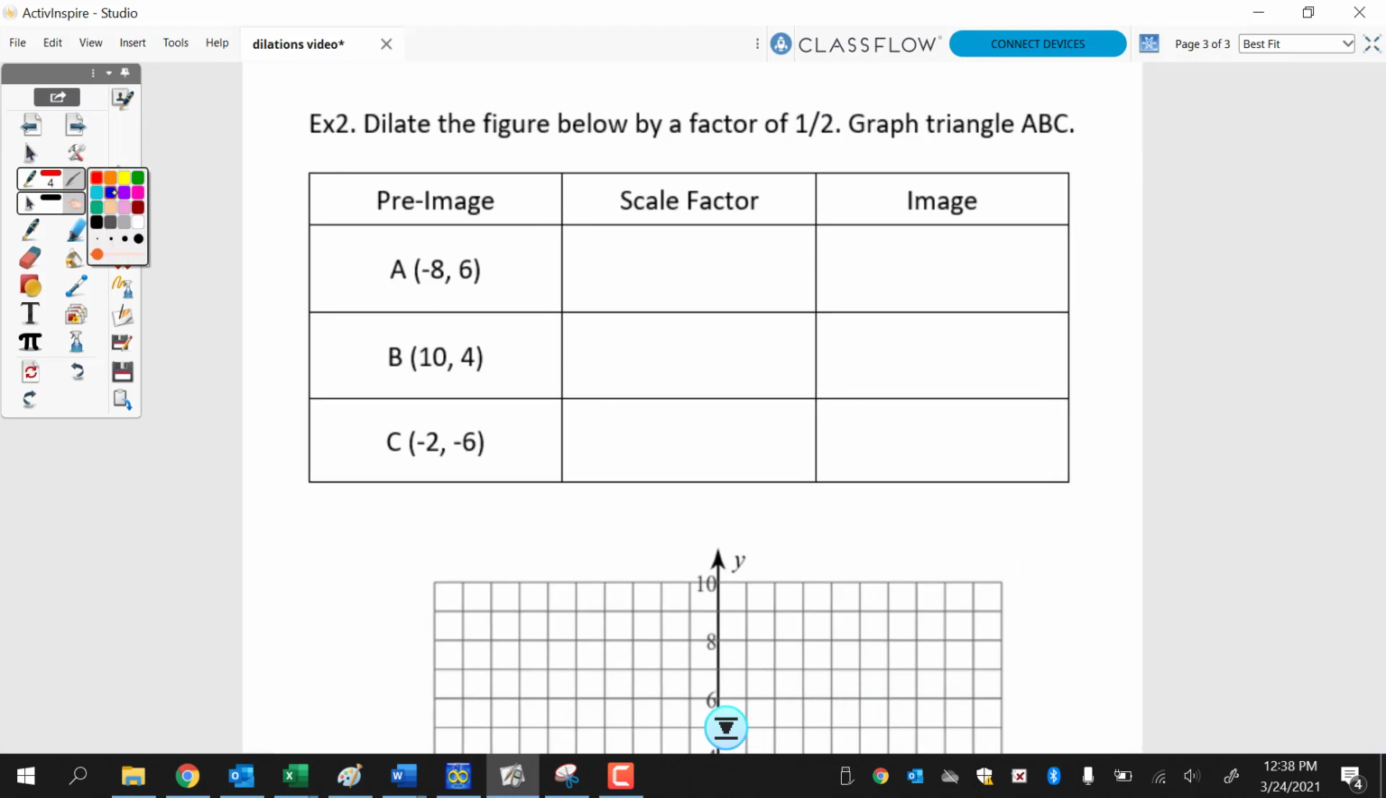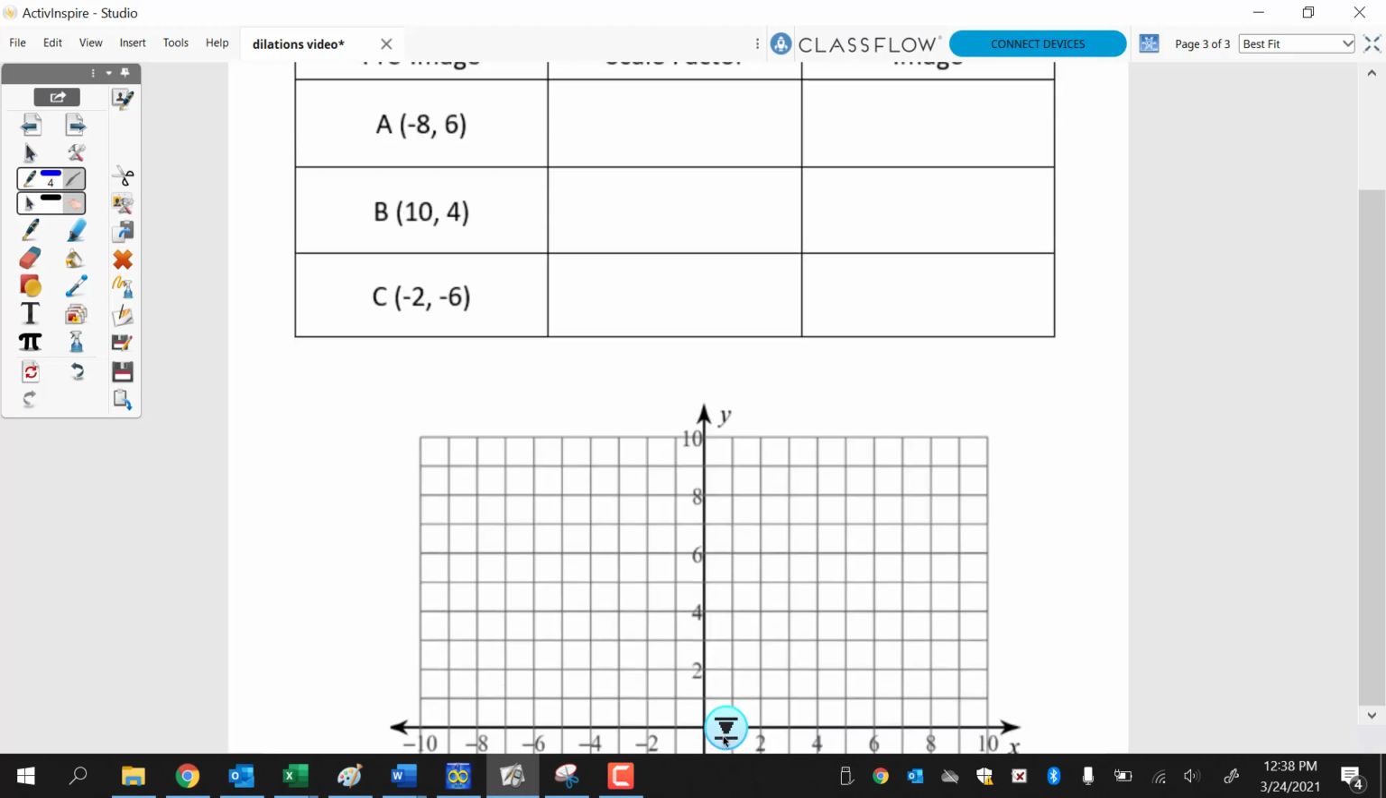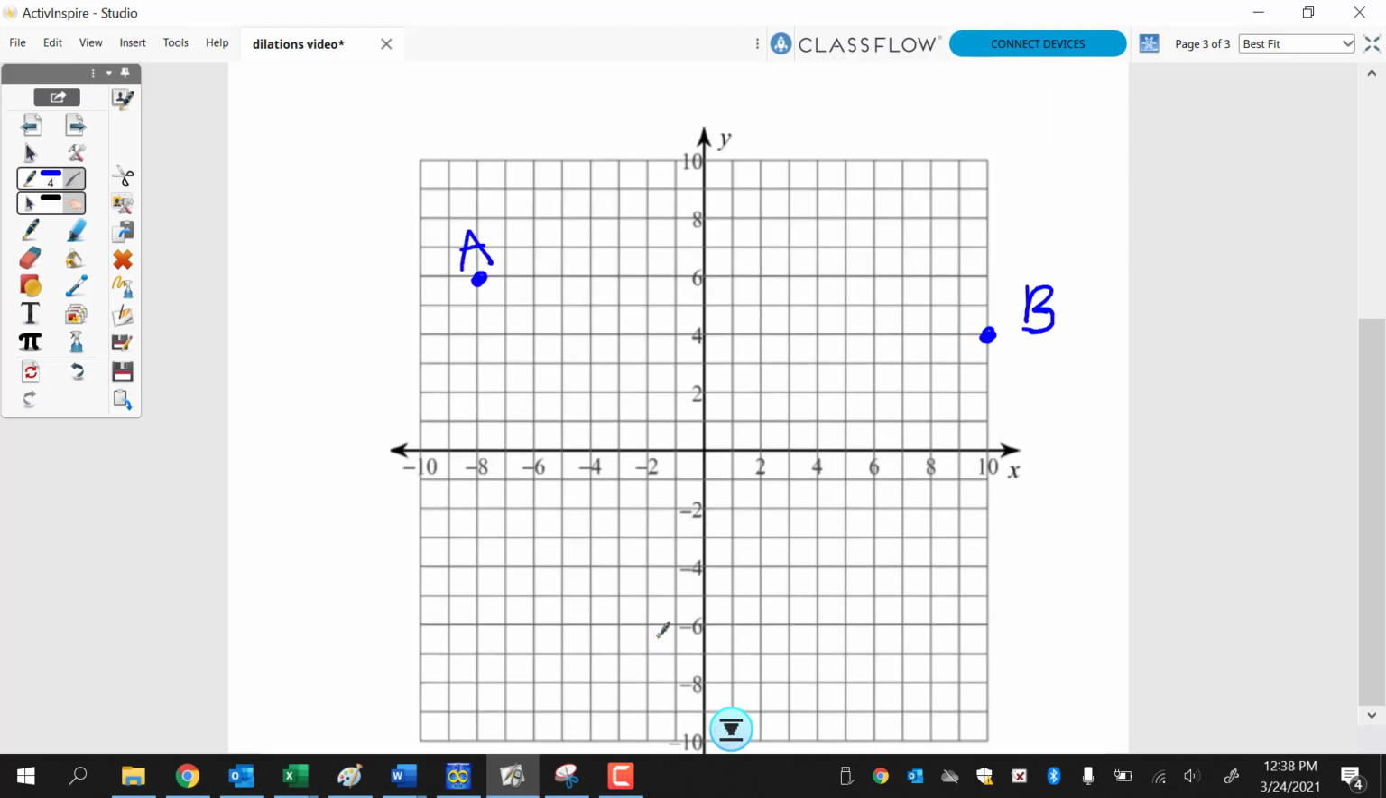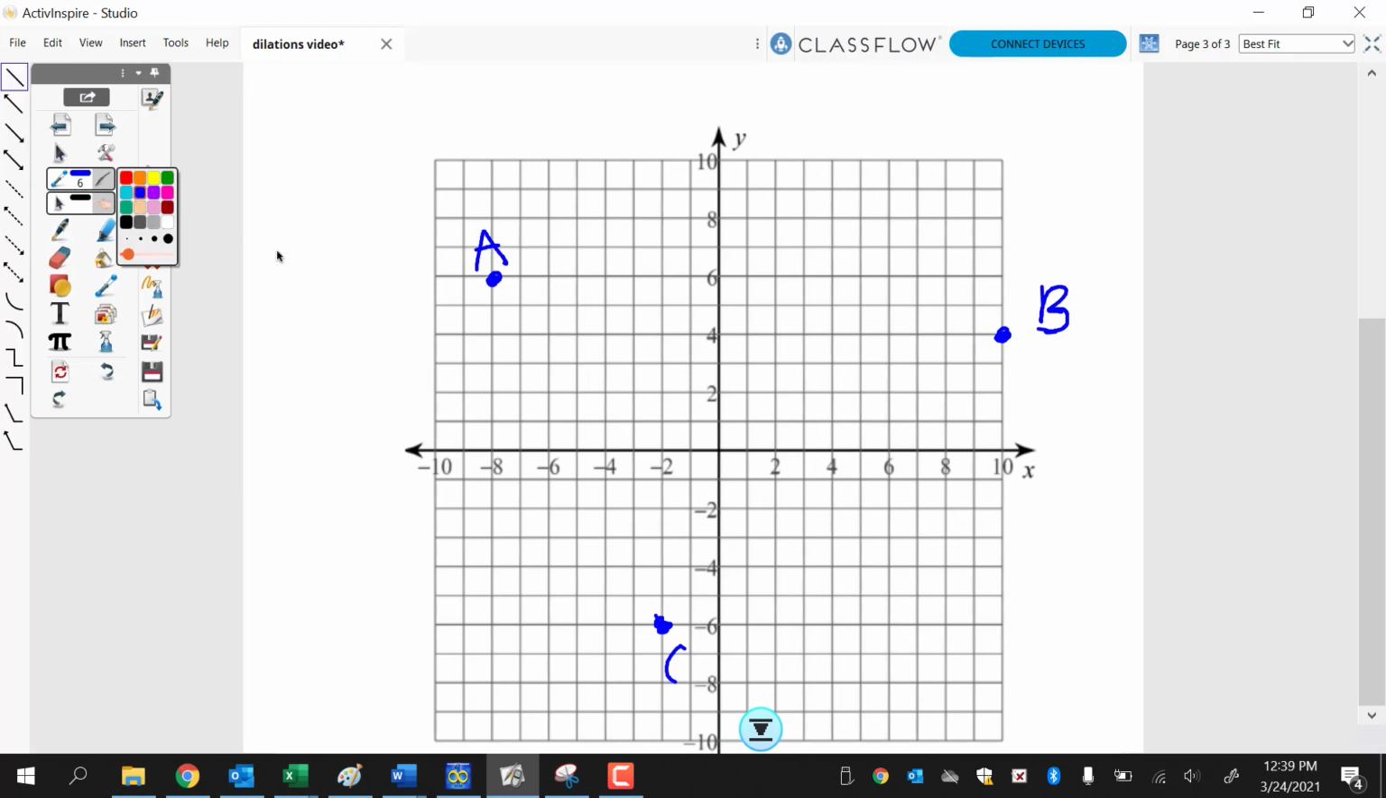Same idea. We are dilating by a factor of 1/2 this time. So we're going to graph the picture first. So, okay, can I remember this? (-8, 6), (10, 4), (-2, -6). (-8, 6), dot. That was A. (10, 4) was B. C was (-2, -6). This is a big shape. C. And we're going to actually take our time and connect with straight lines.